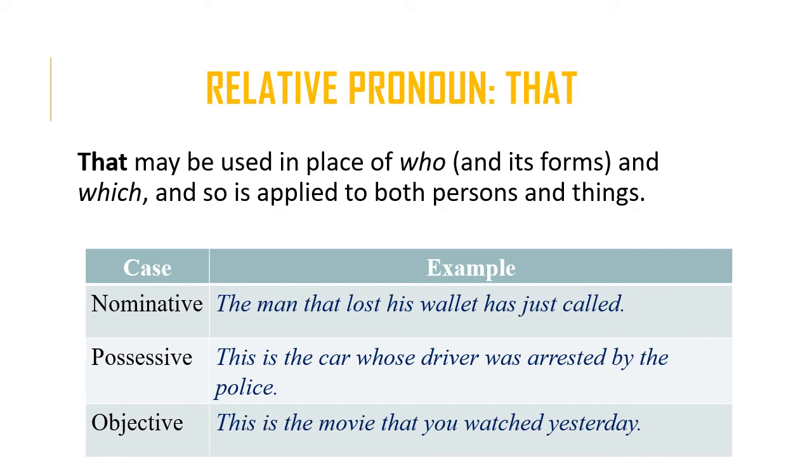In the possessive, this is the car whose driver was arrested by the police. So that is not used in the possessive either, just like which, we use whose instead. In the objective, this is the movie that you watched yesterday. In the first example, the antecedent is man. In the second example, the antecedent is car. And in the final example, the objective example, the antecedent is movie.